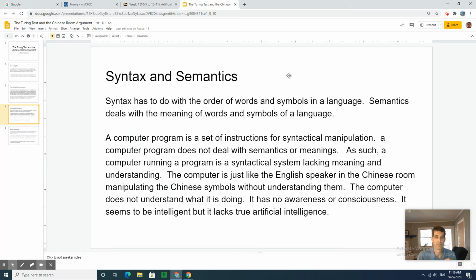And this brings us to the distinction between syntax and semantics. So syntax has to do with the order of words and symbols in a language. Semantics deals with the meaning of words and symbols of a language. So if you think about a computer program, it's a set of instructions for syntactical manipulation. The computer program is going to take a string of symbols in a way, right, and manipulate them and produce another string of symbols. It's all syntax. It's not semantics. The computer doesn't need to understand English or Chinese to manipulate these symbols. And so the problem with the Turing test is that it looks like it's testing whether a system can manipulate the syntax correctly, but it can't really test if a system is truly understanding what's going on.